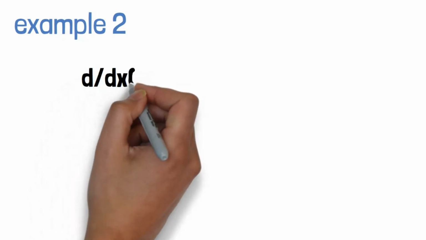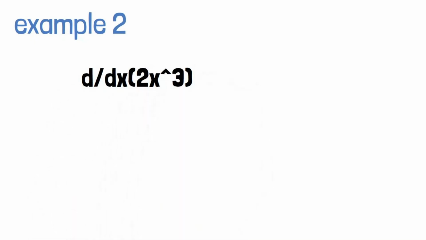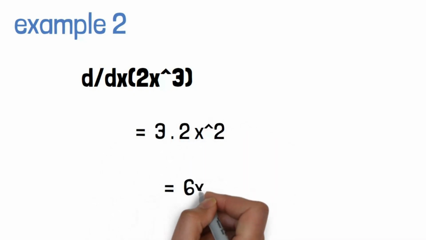Another example: we are told to find the derivative, which is d/dx of 2x raised to the power 3. Like I said, it's just taking the power, bringing it to multiply the coefficient of x, and reducing that power by 1. So we have 6x raised to the power 2.